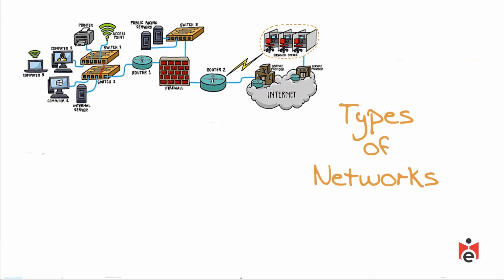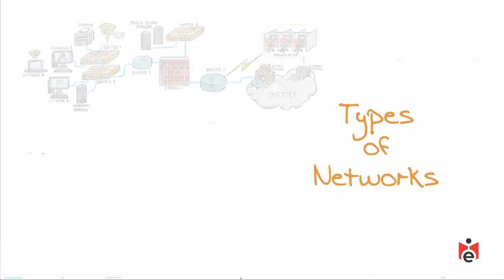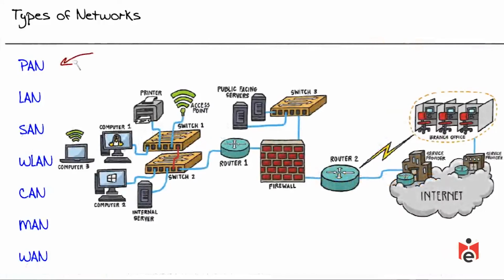In this, you and I are going to take a look at a lot of different options for describing a network type. So here are just some of the types of networks that we can describe, and I've tried to organize these pretty much from the smallest to the largest. So we begin with the personal area network.